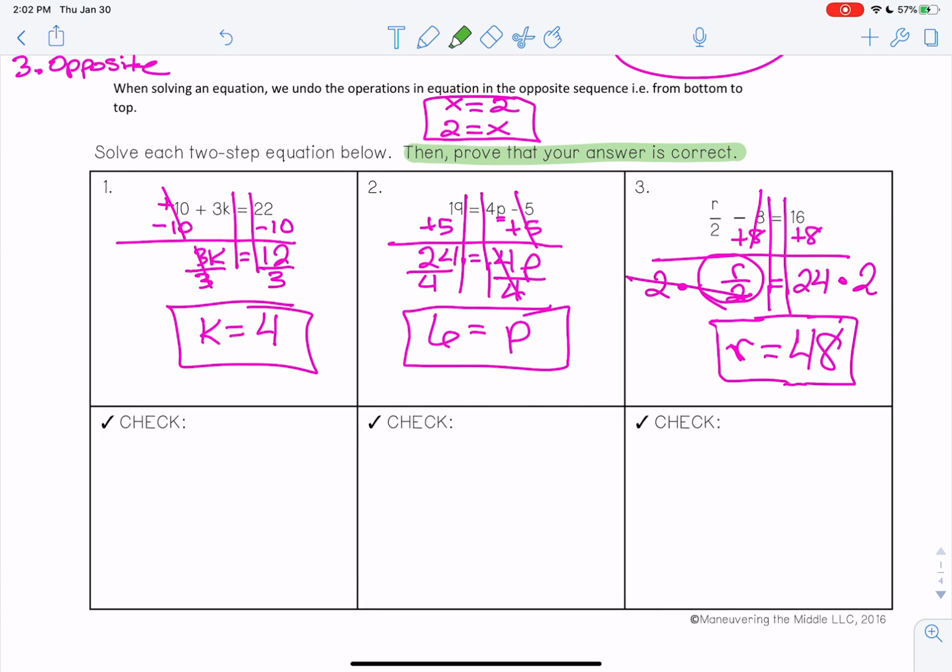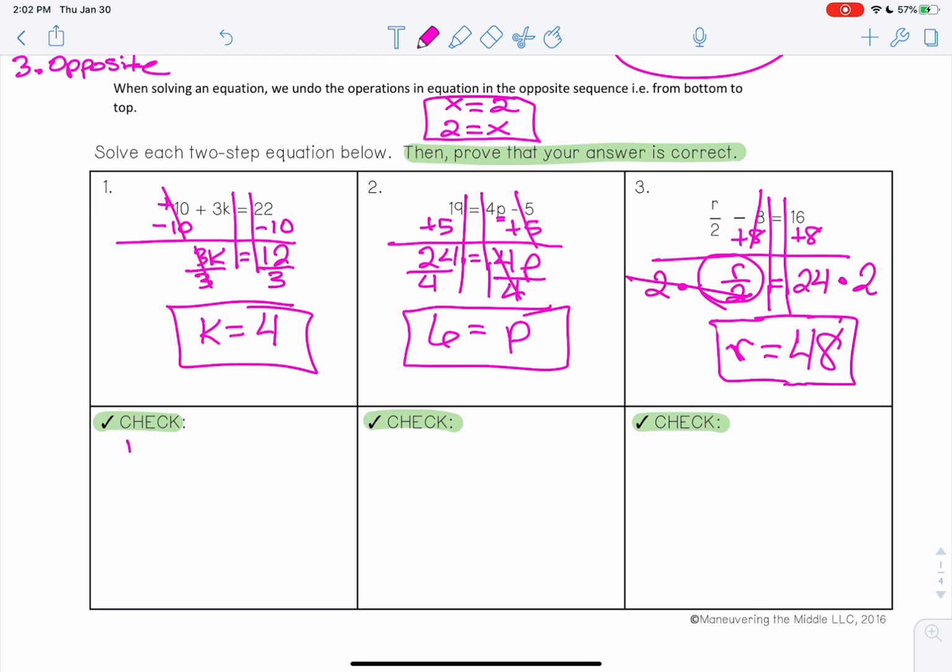All right, now you'll notice it says not only to solve, but it says then prove that your answer is correct. And then you notice we have these check your answer boxes on the bottom. So I'm going to show you how to do this. If you're ever solving equations and you want to know, did I get the right answer? You can actually check by plugging whatever you got as your answer back into the original equation and seeing if it works.